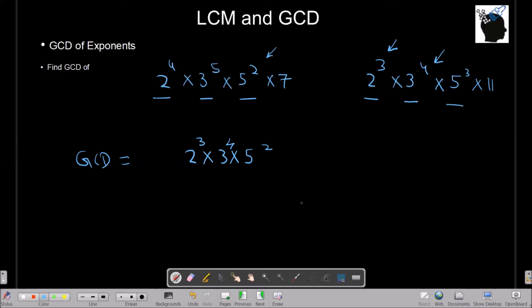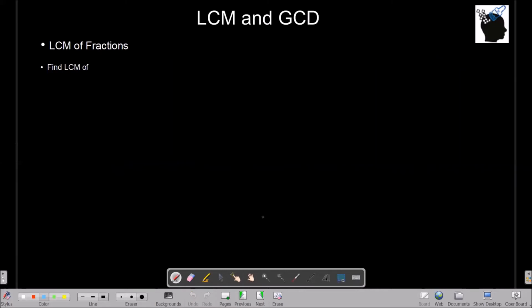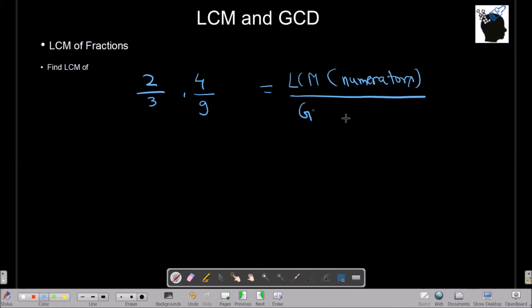Now let's see how can we find LCM of two fractions. So let's say two fractions are given to us and the fractions are 2 by 3 and 4 by 9. If we have to find LCM of these two fractions, the formula for LCM is, it is LCM of your numerators divided by GCD of your denominators.